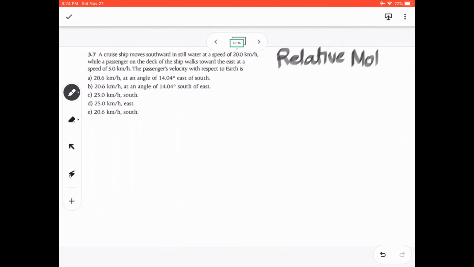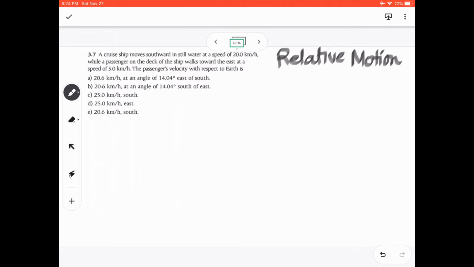Now, one example of relative motion is that when you are inside the bus moving forward at 2 meters per second and you're moving backward at 2 meters per second. What is your velocity, if you remember that? That's a problem that we have discussed in class.